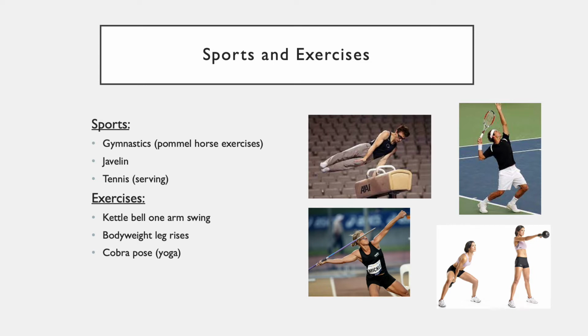Some exercises would be kettlebell swings with one arm. So with the bottom right picture, you can see the girl starts in a squat and then she's going to swing her arm up, and then that also is working your lower back. Then body weight leg raises, and then cobra pose in yoga. A lot of poses in yoga will actually involve the quadratus lumborum.